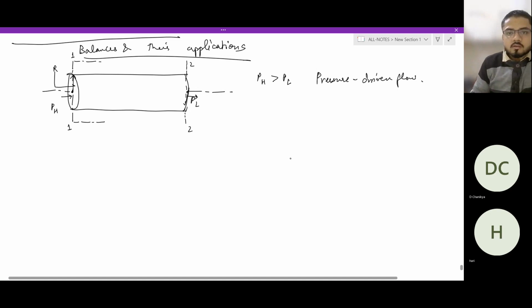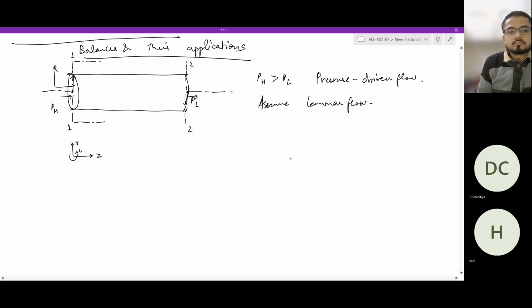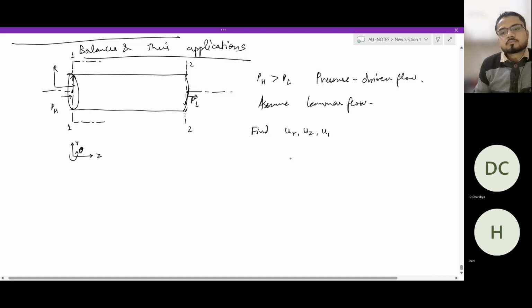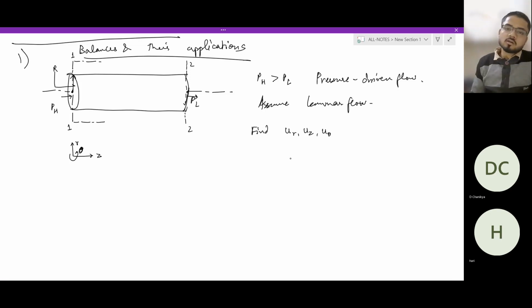Now assume laminar flow. So you basically need to find, let's call this Z. This is coordinate R, and this would be theta. Find uR, uZ, and u theta. So this is the problem at hand.